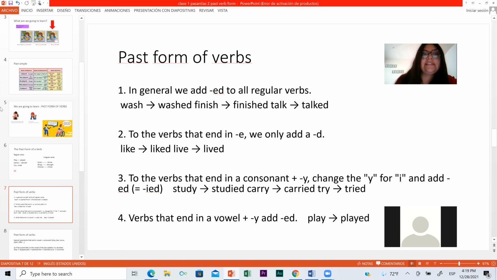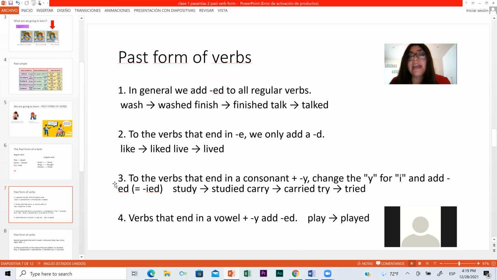Like here, this example here. Wash, washed, finish, finished, talk, talked. Second, to the verbs that end in E, we only add D. We don't double the letter E if the verb ends in E. So like, live, lived.